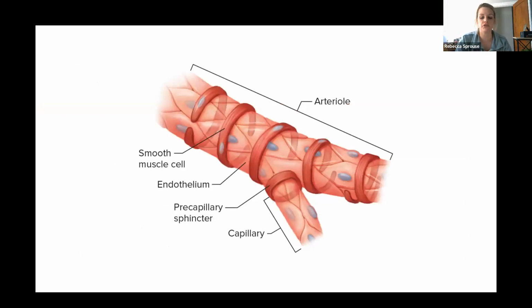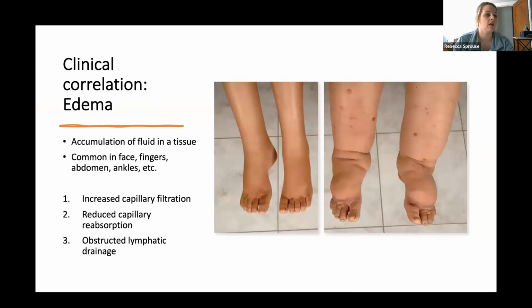All right, so this picture is from your book. This just shows all those precapillary sphincters wrapping those arterioles. And here's your edema clinical correlation. So we have that accumulation of fluid in the tissue. It's common in usually your lower limbs, your face, things like that. Now, different causes, right? We could have an increased capillary filtration. So if we have a lot of filtration happening due to high hydrostatic pressure, meaning maybe high blood pressure, right? Then we're going to force a lot more fluid out of that capillary than what can be reabsorbed.